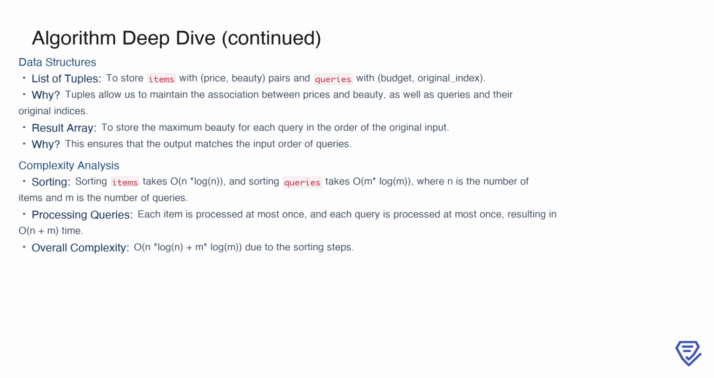Next, we use a result array to store the maximum beauty values for each query in the same order as the original input. This ensures that the output matches the order of the query list provided by the user.